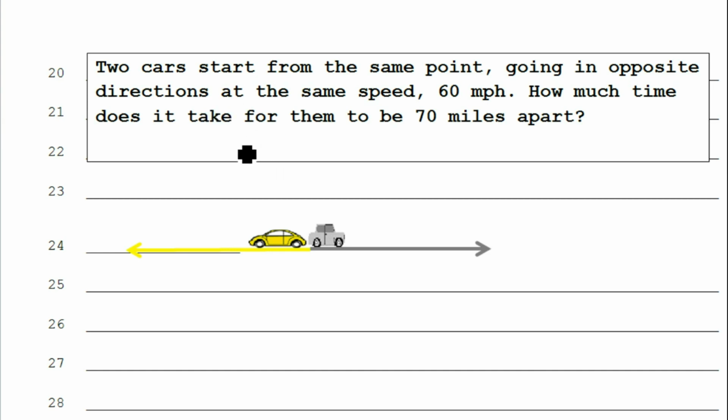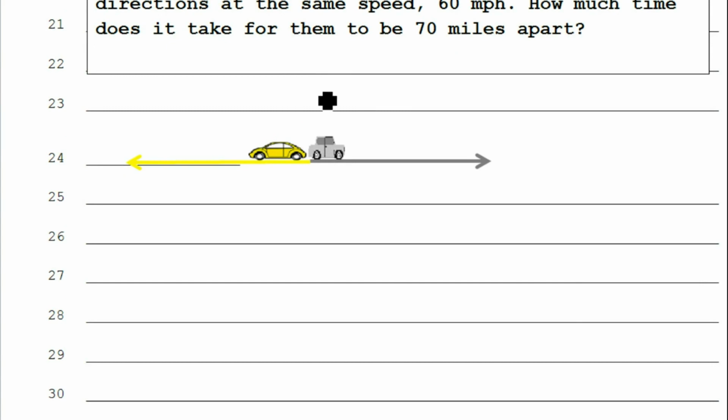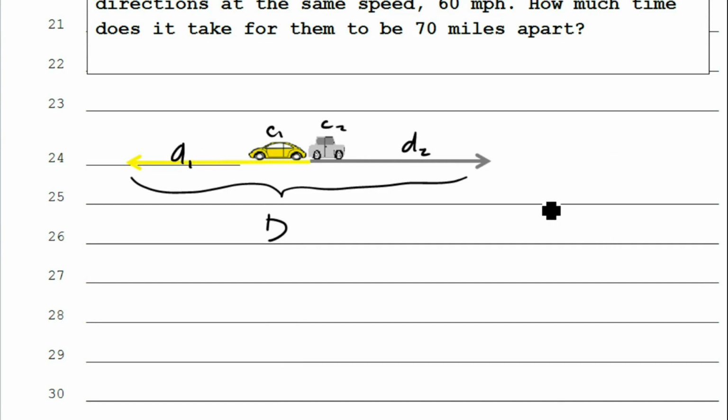In this problem, two cars are starting from the same point, going in opposite directions at the same speed, 60 miles per hour. How much time does it take for them to be 70 miles apart? Here is the distance they are apart. Let's call that D. Let's call this car 1, car 2. This will be D1 and D2. And what do we know? V1, D1, T1. V is 60 miles per hour. D1 we don't know. And we've got to find T1.